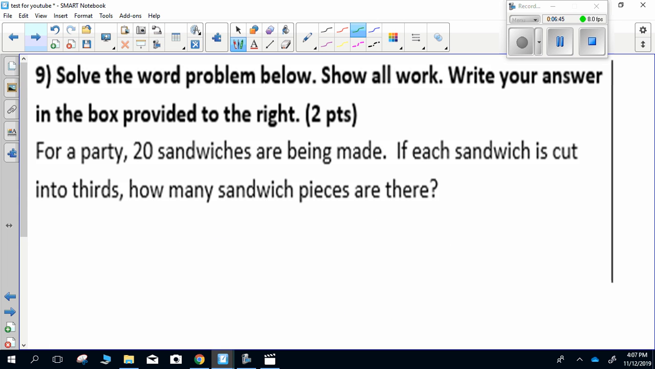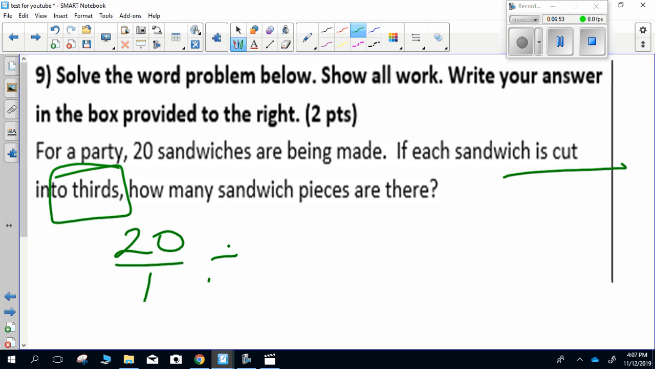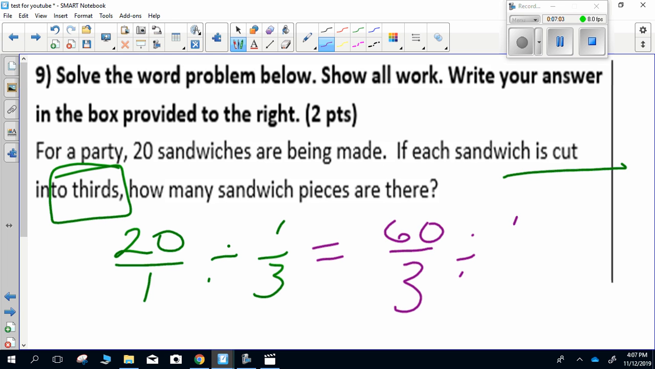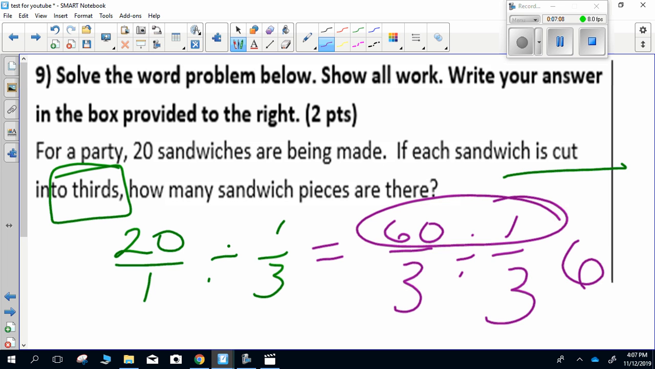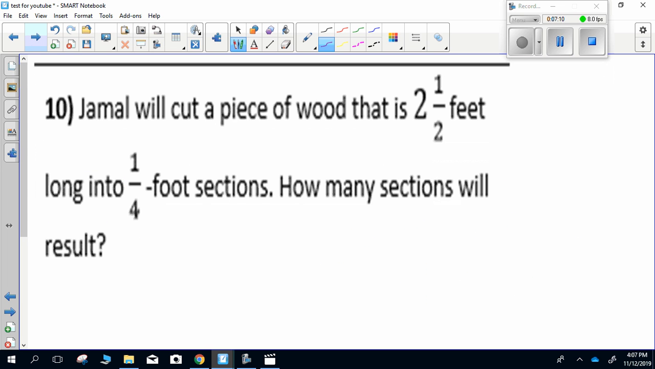20 sandwiches are being made. If each sandwich is cut into thirds, how many sandwiches are there? So it's 20 firsts divided by 1/3. I need to find a common denominator, so that's going to be 3. So I'm going to have 60 thirds divided by 1/3. So my answer is 60 over 1, or 60.